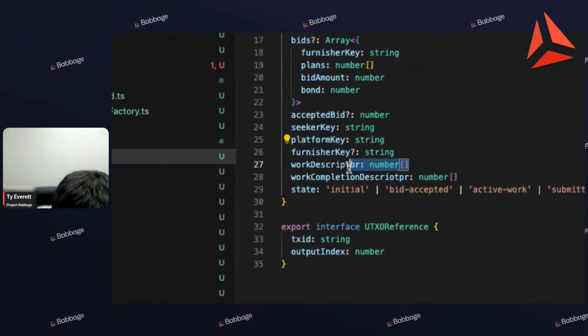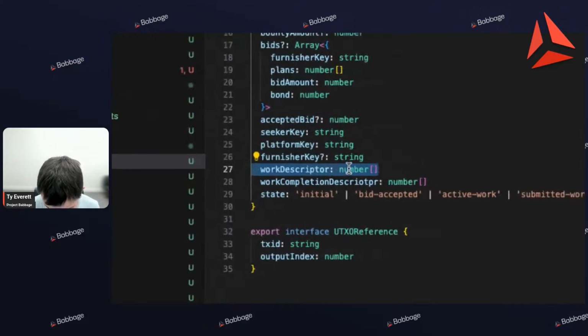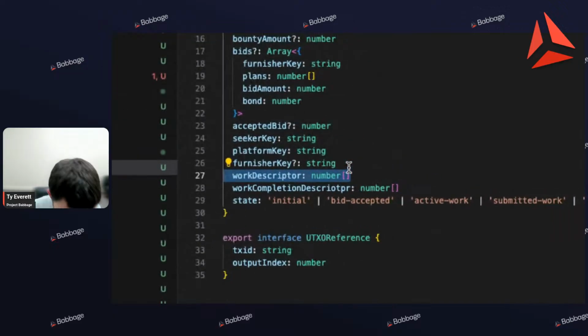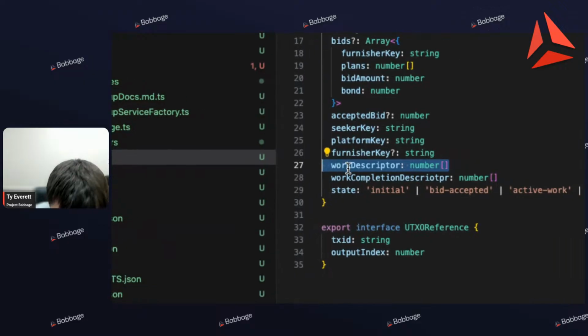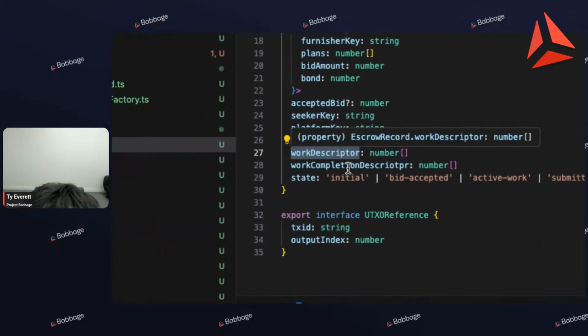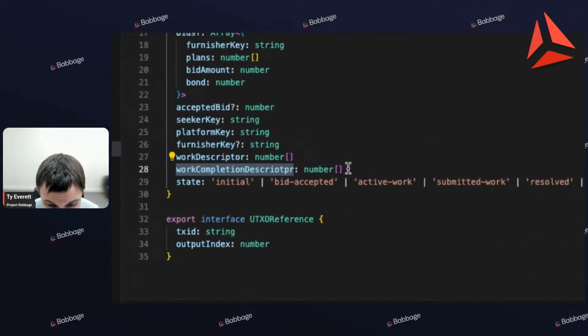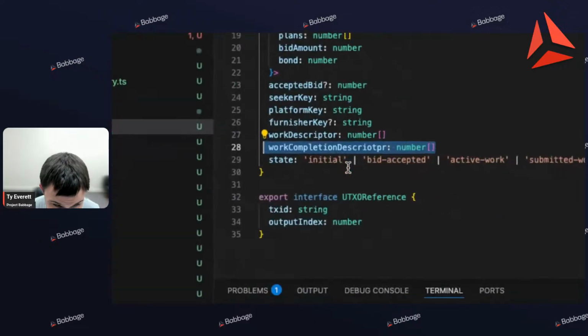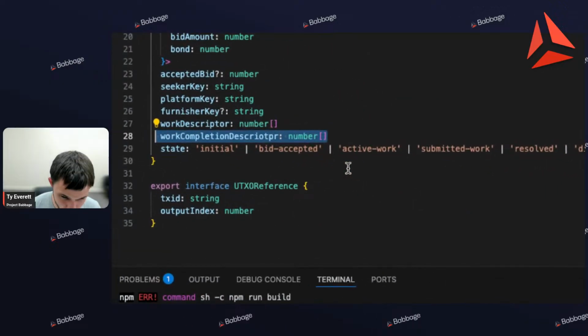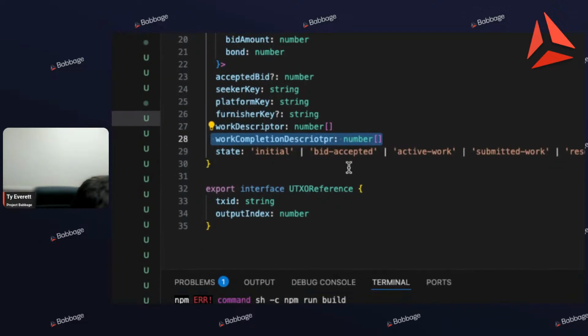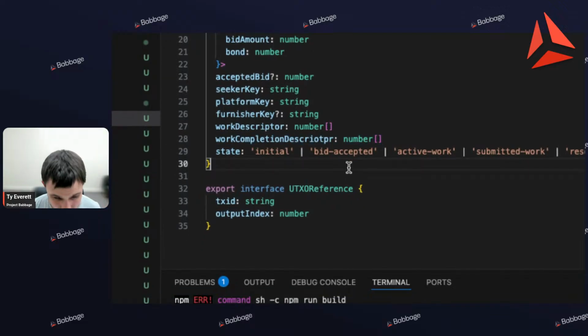We also keep track of the description of the work, which might be arbitrary data. So what does the seeker want to be done? What work should be completed? And then what description should be applicable to the completion of the work? This is to say, what work product has been made by the furnisher. And finally, we have our state tracking system.